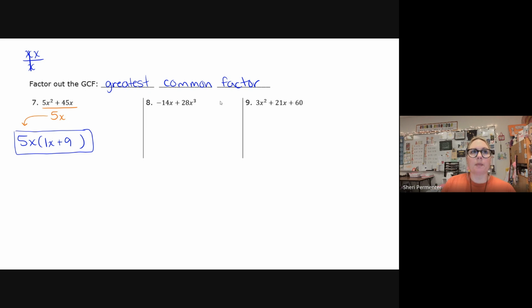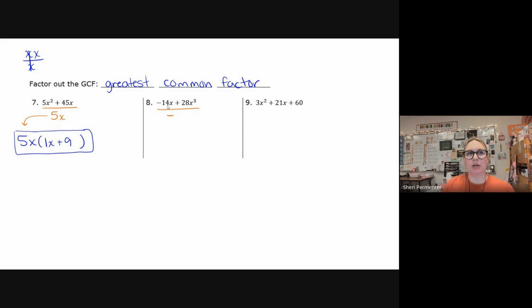For this problem, we're going to look, and usually if there's a negative in the front, most often what we're going to do is divide out that negative, because in parentheses we like to have a positive first. It's just a math thing. So I'm going to divide out a negative.